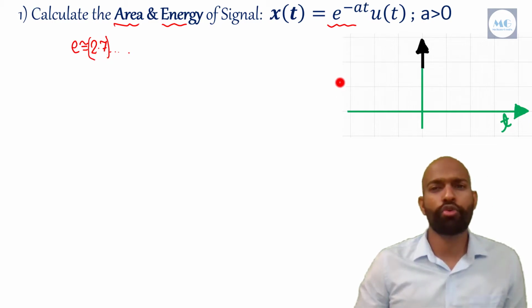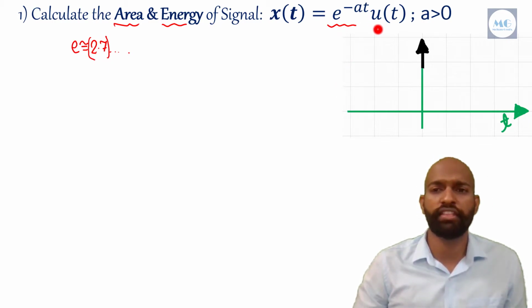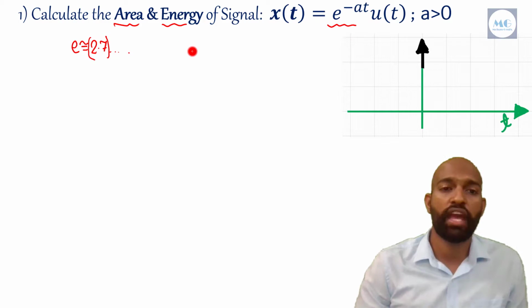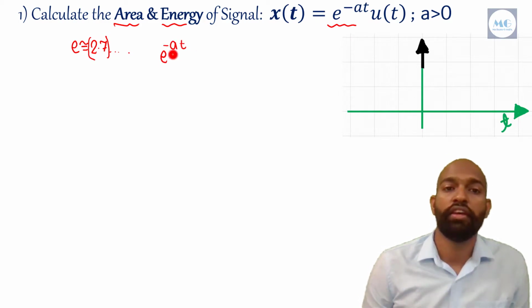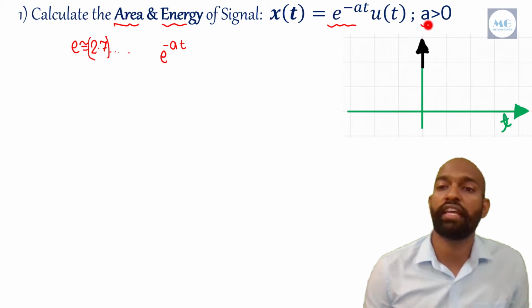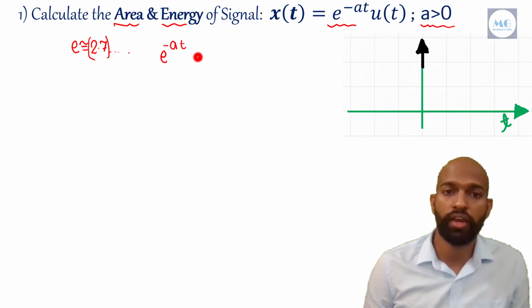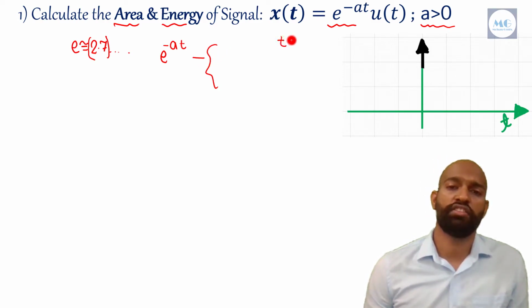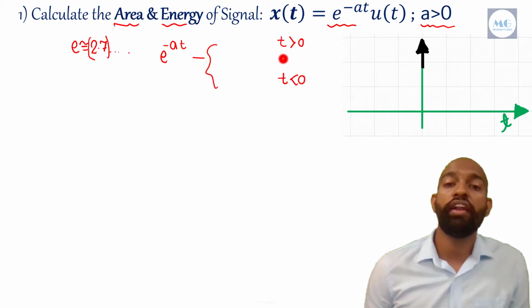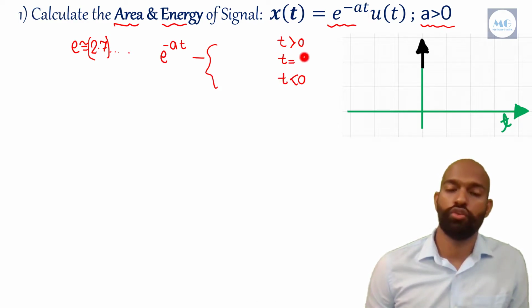At least you all should know that the value of e is nearly equal to 2.7. Now to draw the graph of e to the power minus at u(t), first we have to see e to the power minus of at. Here it is clearly saying that a is greater than 0. Okay. So here we will first see two cases: t is greater than 0, t is less than 0, and t is equal to 0.